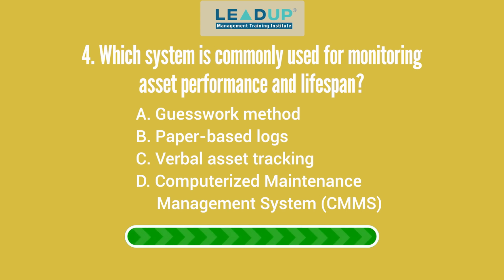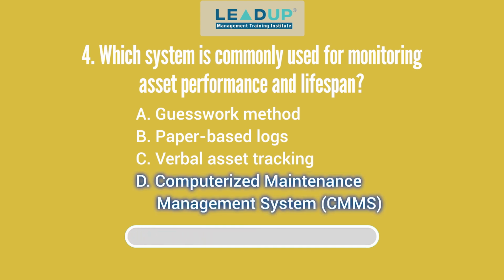Question 4. Which system is commonly used for monitoring asset performance and lifespan? A. Guesswork method. B. Paper-based logs. C. Verbal asset tracking. And D. Computerized maintenance management system, CMMS. Answer: computerized maintenance management system, CMMS.